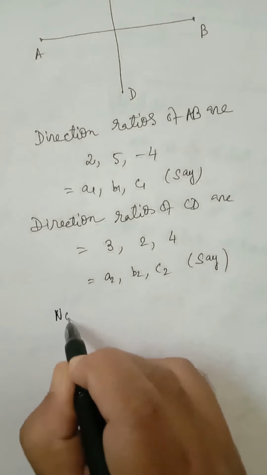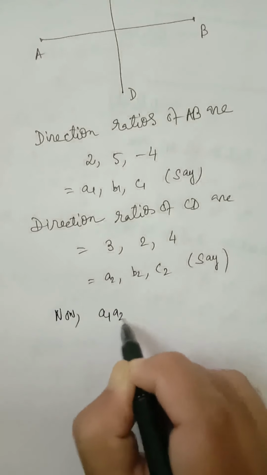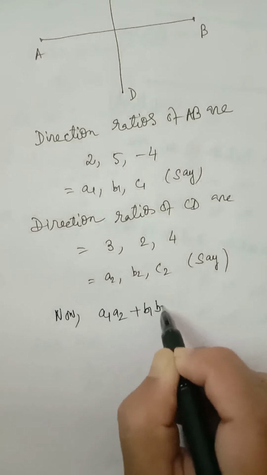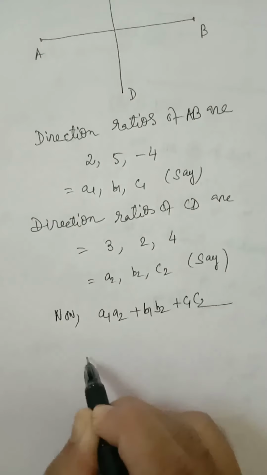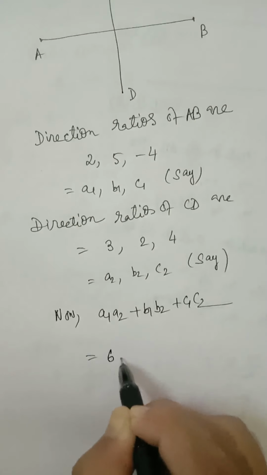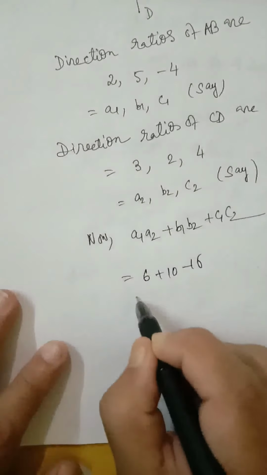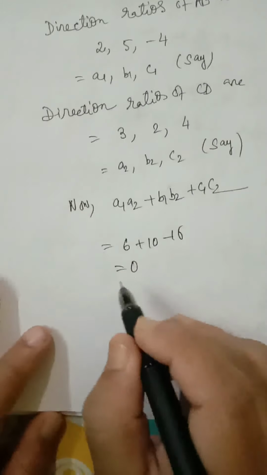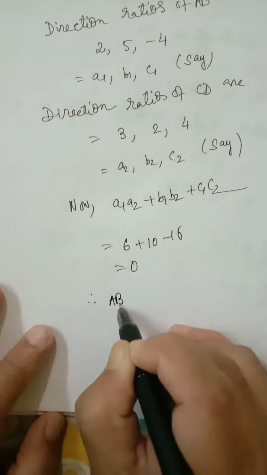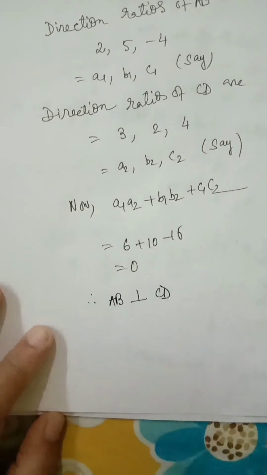Now A1 A2 plus B1 B2 plus C1 C2 is equal to 6 plus 10 minus 16, which is equal to 0. And therefore, the lines AB and CD are perpendicular.